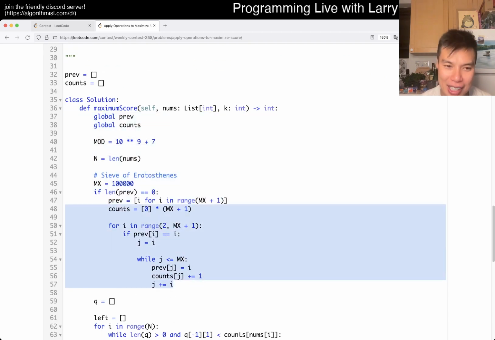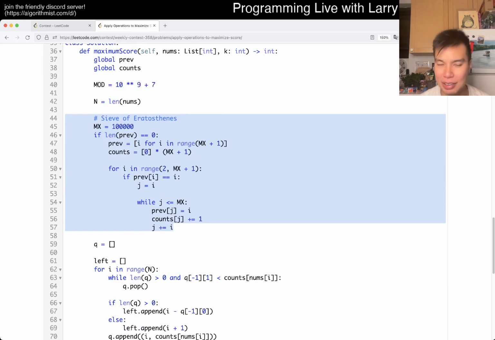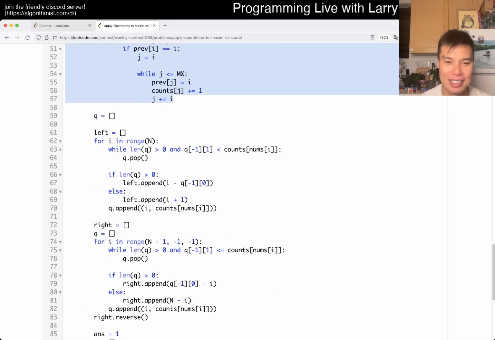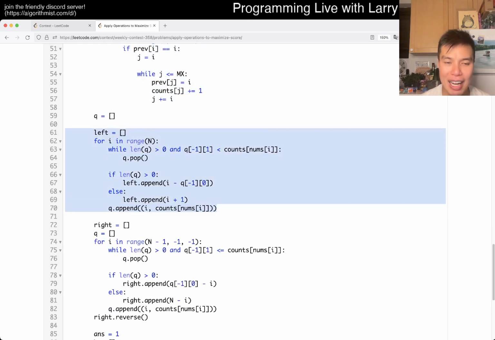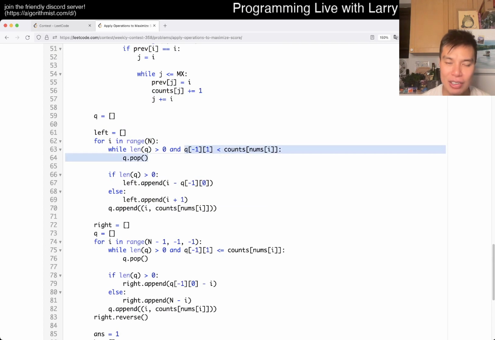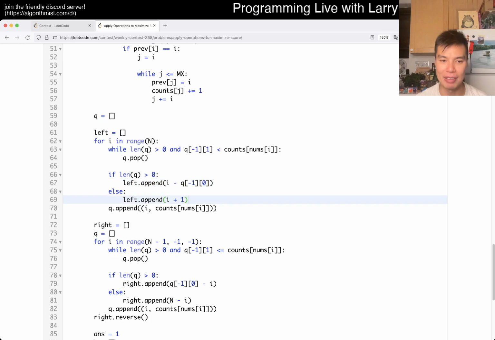But yeah, this is the Sieve. We'll skip this, the Sieve, not going to go into it, just time constraints. So this is the monostack for the left, as we said. If the count on the left side is less than the current count, then that means it can never be the right answer, so we pop. Otherwise, this is the number to the left that we can extend to, keeping in mind that if there are no numbers, you have to do some funky math.